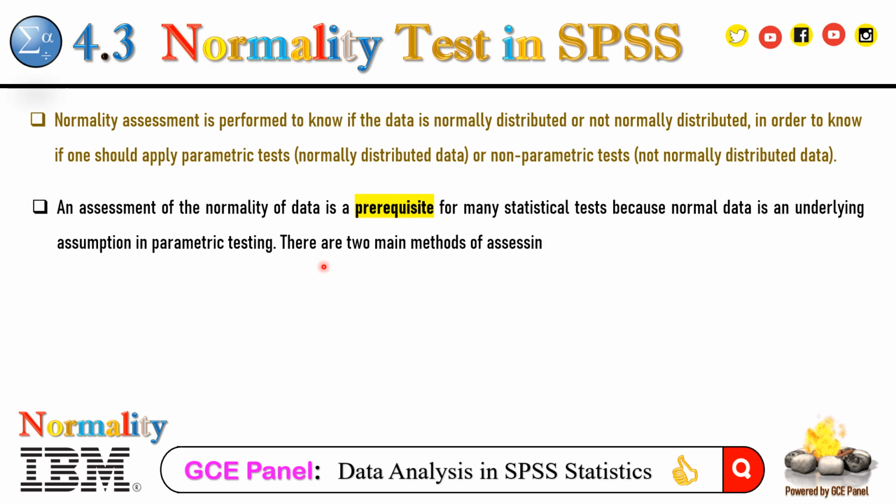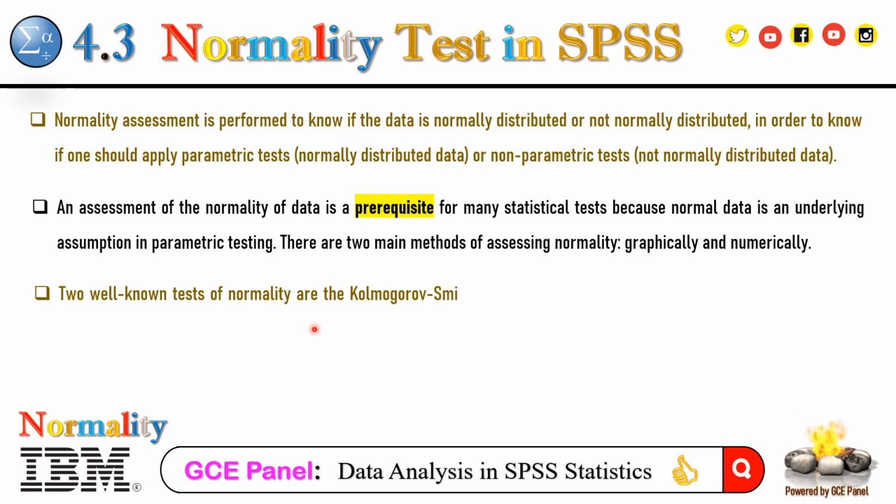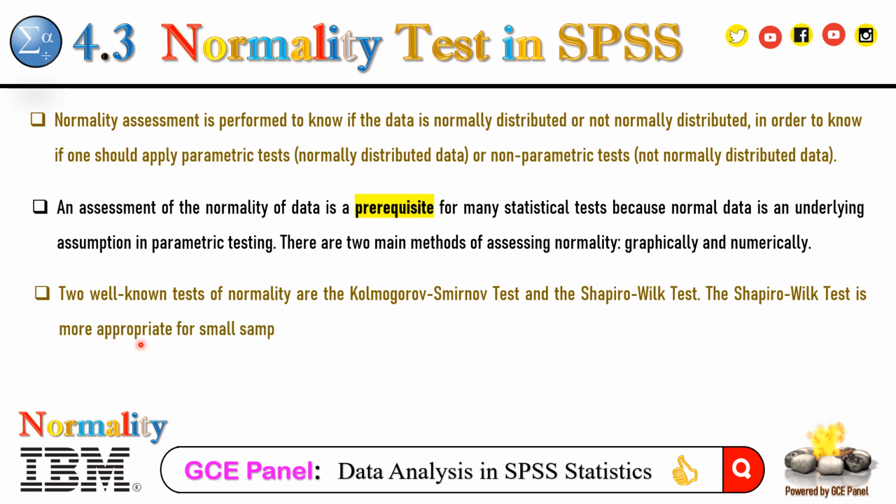There are two main methods of assessing normality, which are graphically and numerically. Two well-known tests for normality are the Kolmogorov-Smirnov test and the Shapiro-Wilk test. The Shapiro-Wilk test is more appropriate, that is, more accurate, especially for small data with samples of size less than 50, but can also handle sizes as large as 2,000. The Kolmogorov-Smirnov test as well as the Shapiro-Wilk test are numerical tests.